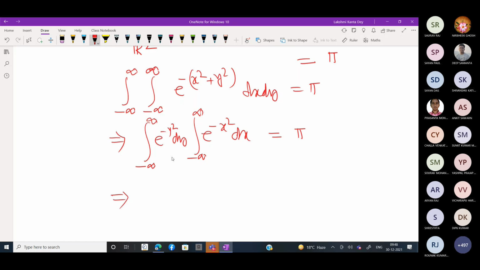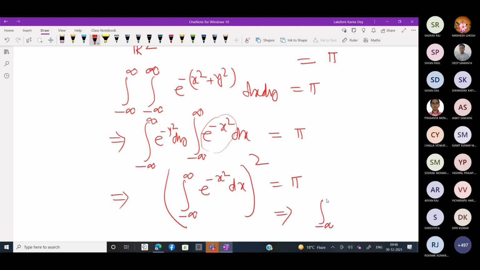So you see the same thing, symmetry. x is varying from minus infinity to infinity, y is varying from minus infinity to infinity. That means we are in a position to change the role of x to y and y to x. That means the integral from minus infinity to infinity of e to the power minus x square dx is the same, taken twice. Its square is equal to pi. That means ultimately, the integral from minus infinity to infinity of e to the power minus x square dx is root pi. So this is a very, very important integral.